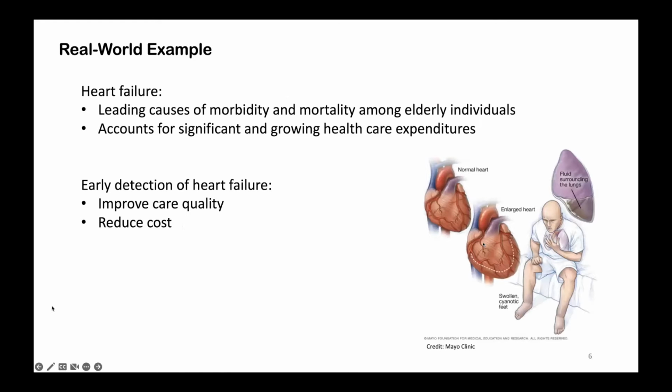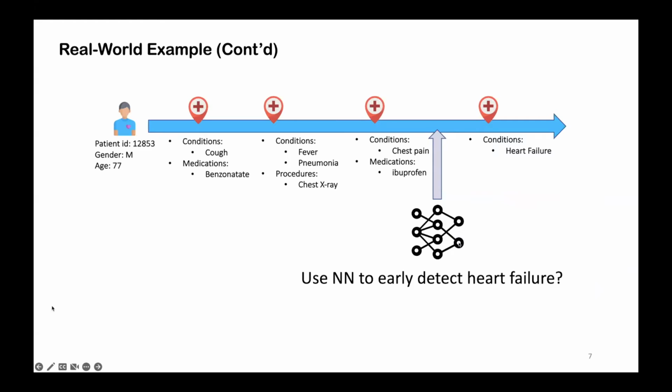Let's start with a real-world example. Heart failure is a very common and also severe disease, and it accounts for significant and growing healthcare expenditures. The early detection of heart failure is very important. It can not only improve healthcare quality and patient safety, but also reduce the overall healthcare cost. So we will take a look at this. We define this early heart failure prediction as a deep learning task.